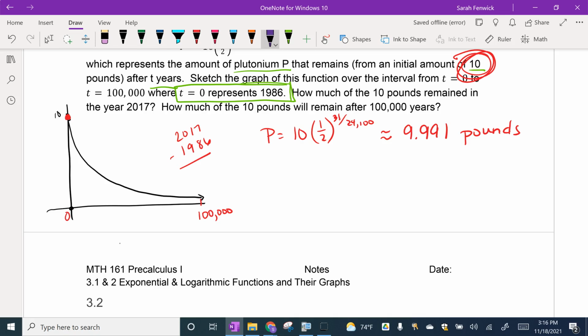Now, how about in 100,000 years? 10 times 1/2 to the 100,000 over 24,100 power is approximately 0.564 of a pound. A little over half a pound, guys.